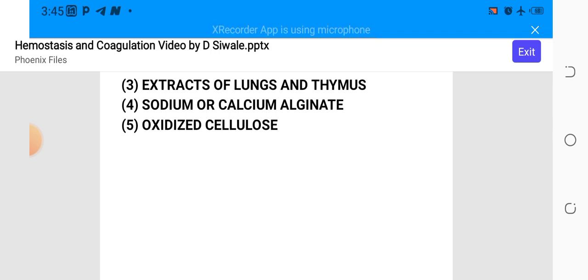And then we have sodium or calcium alginate. This enhances the blood clotting process by activating the Hageman factor. And then we also have oxidized cellulose. This causes clotting of blood by activating the Hageman factor.